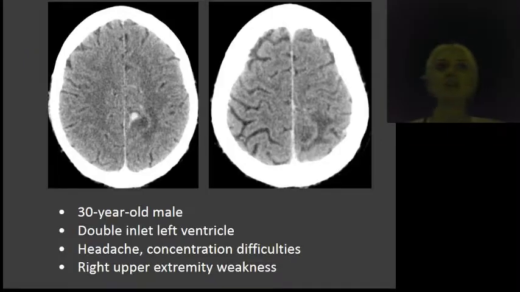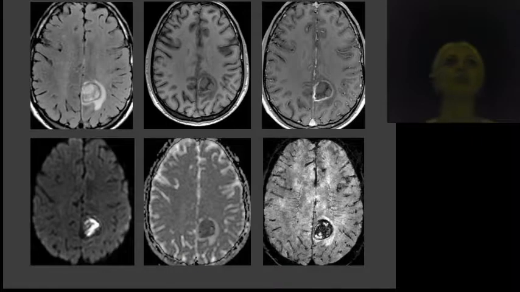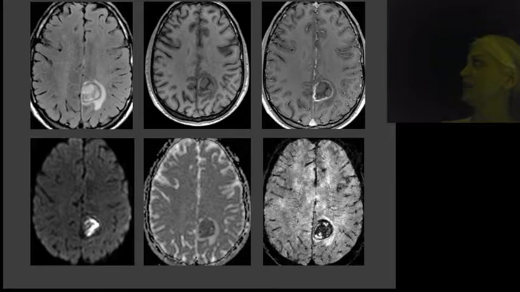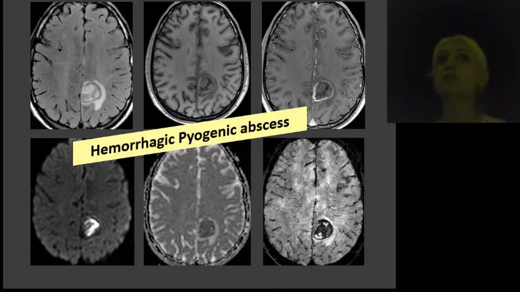This is the second case. I think I had this case like a week later, which is usually typical because you get a series of cases. This was a 30-year-old male. He has a double inlet left ventricle and some other problems, headache, concentration difficulties. This was a CT. It looks like a lesion here. It's difficult to see what it is. Then we did MR and said, okay, now we again have a ring-enhancing lesion, which is obviously hemorrhagic. This time we said, okay, this is something with heart disease. This could be a hemorrhagic pyogenic brain abscess. And in this case, we were right.